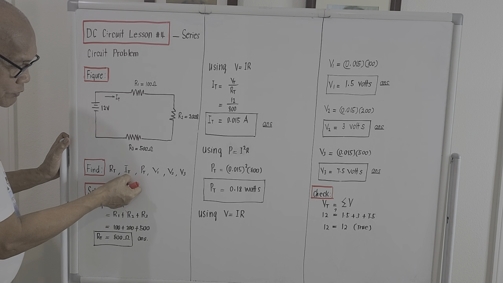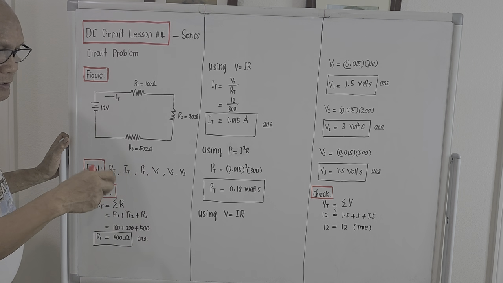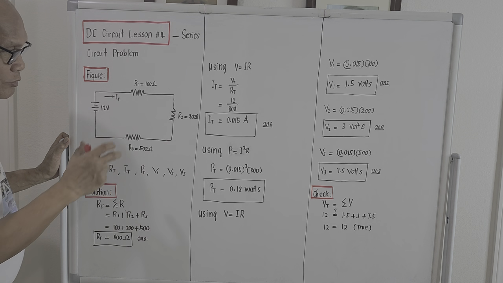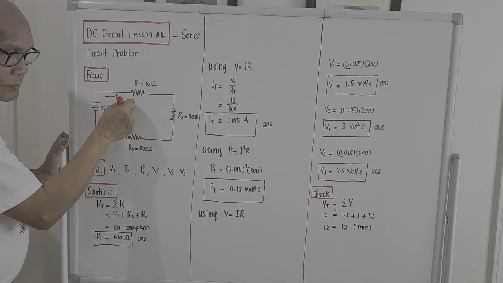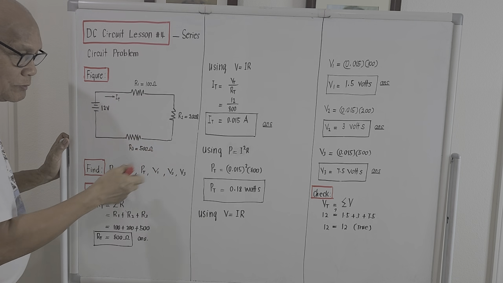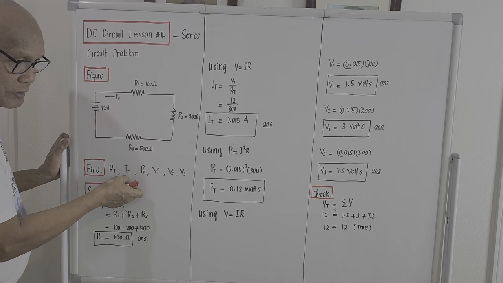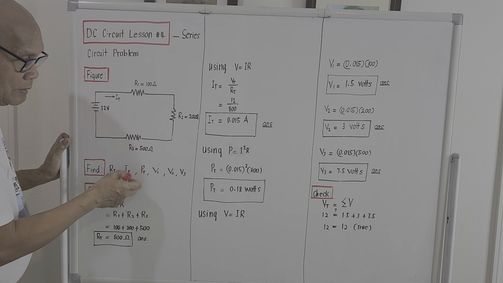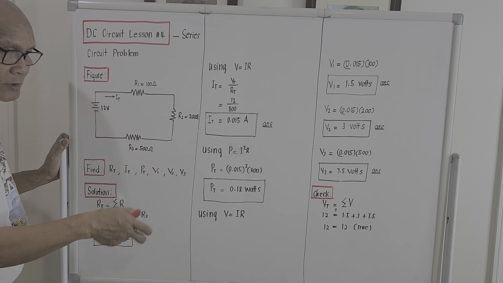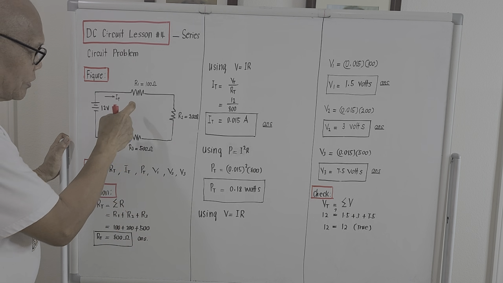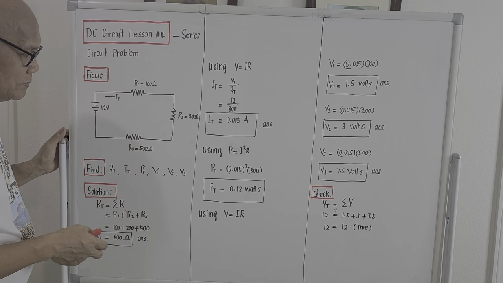Capital I with a subscript T, meaning the total current. Total current or just simply the common current, because for a series connection, the current is common, right? The current passing through the individual resistances are actually common. The problem is asking what will be capital I with the subscript T, the common current. Next one, capital P with the subscript T, meaning the total consumption of the three resistances. The problem is asking for the consumption.